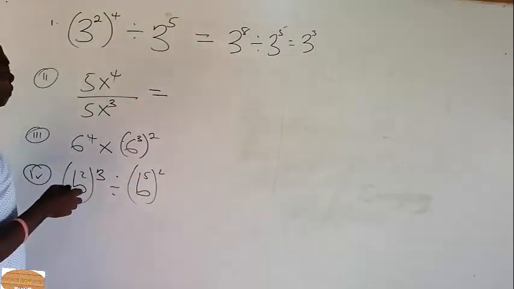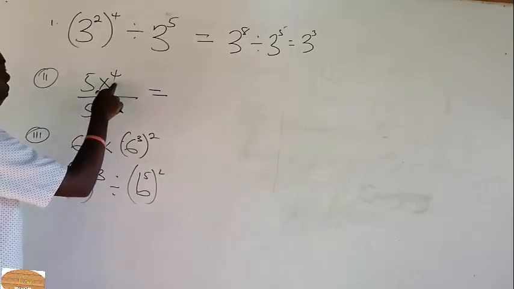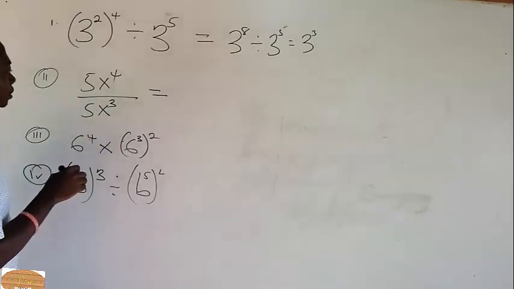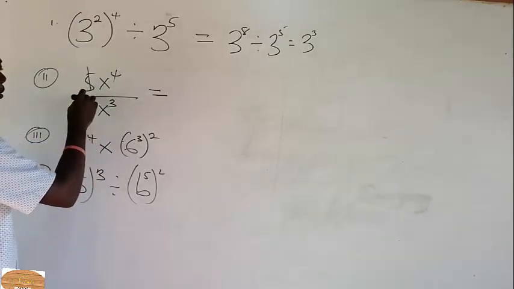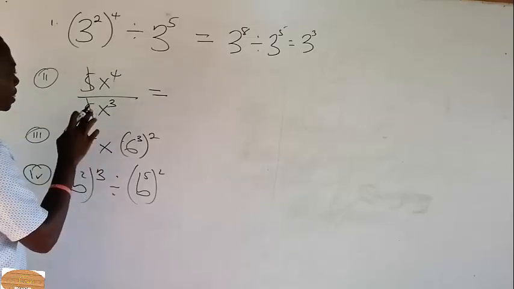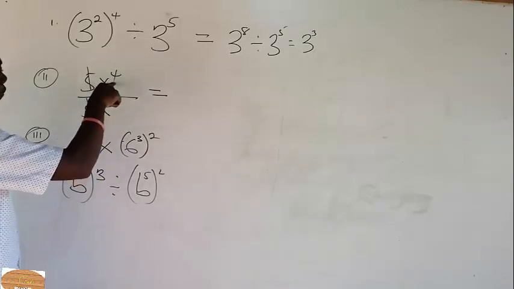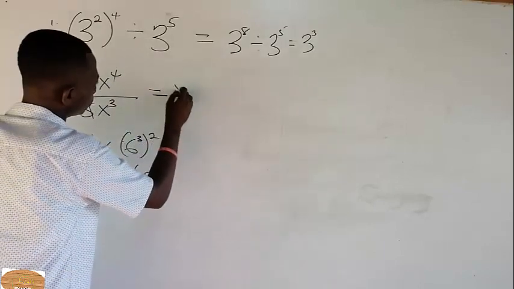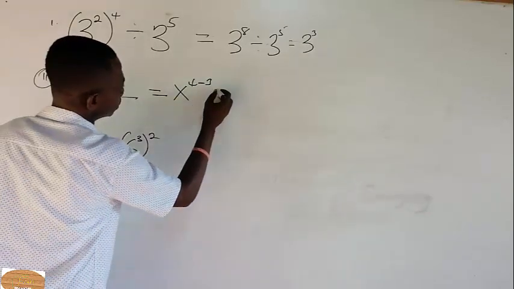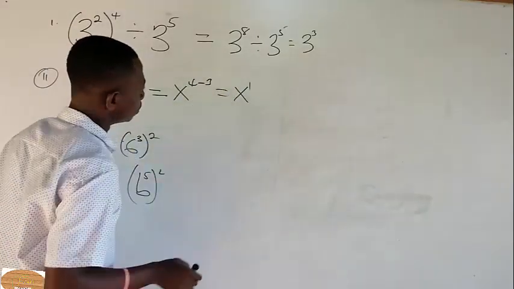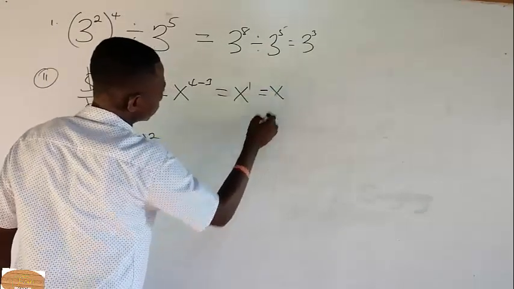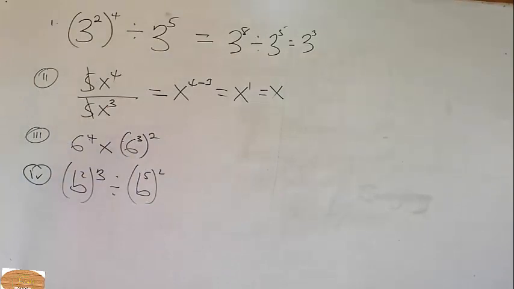Alright. So we have 5 to the power 4 divided by 5 to the power 3. So this one will cancel this. So we are left with the same base, to the power 4 divided by to the power 3. I have 4 here, I have 3 here. So I have to the power 4 minus 3, which is to the power 1. Alright. Now let's move on.